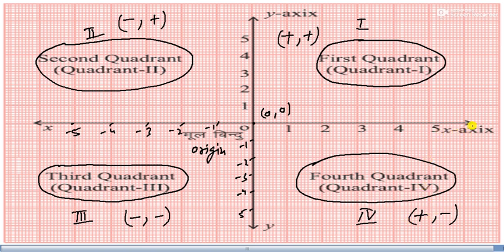First of all, we move along the x coordinate, whether it is plus or minus. And second, we move on the y-axis, whether it is positive or negative. So always remember these signs. This sign is for the first quadrant, this is your second quadrant, this sign is for the third quadrant, and this sign is for the fourth quadrant. Always remember this one.